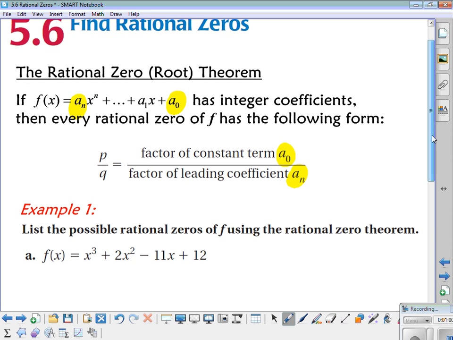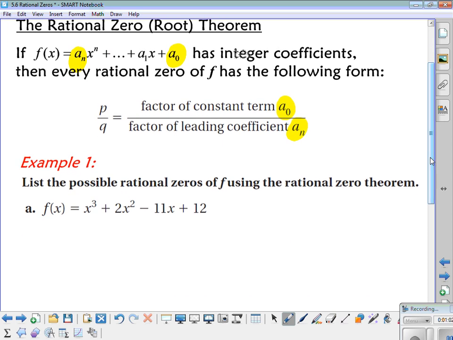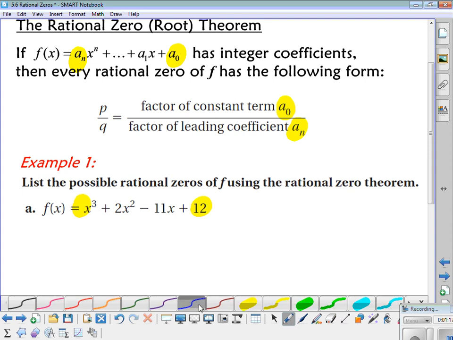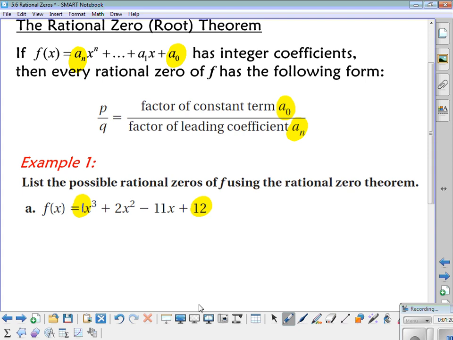If we look at example 1, I've got f of x equals x cubed plus 2x squared minus 11x plus 12. What I'm concerned about is my constant, which is 12, and my leading coefficient, which I assume is a 1. Since the factors of the constant term go on top, I'm going to list the factors of the constant first. So 12 is my constant. The factors would be 1 times 12, 2 times 6, 3 times 4. Those are all my factors for 12: 1, 2, 3, 4, 6, and 12.